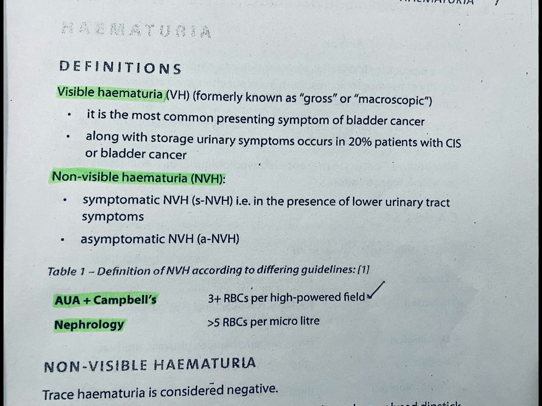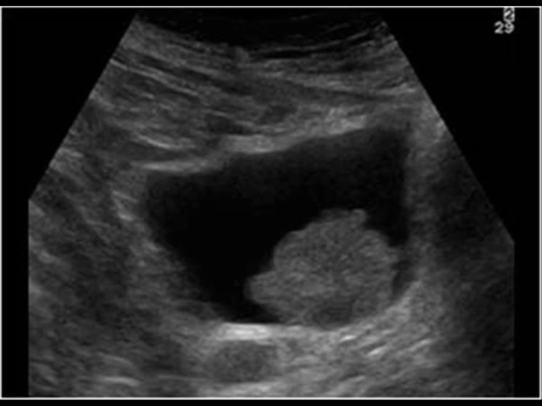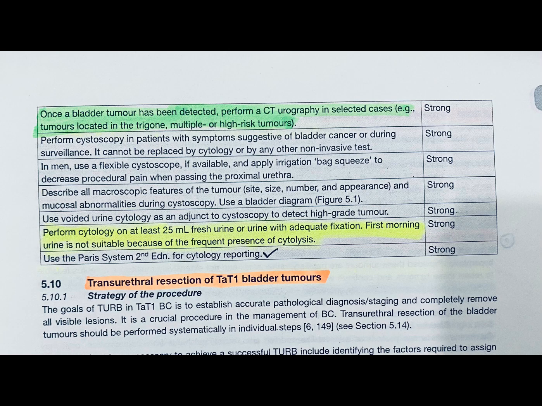In imaging, our first line and screening investigation is ultrasound. Ultrasound helps in the characterization of renal mass, hydronephrosis, and visualization of an intraluminal mass in the bladder. So it's important to perform ultrasound in the initial investigation. Now, what is the importance of CT scan? CT scan can be performed in selected cases, like when ultrasound has shown that the tumor is located in the trigone, or there are multiple tumors, or there is a high risk tumor. So you can go for CT scan.